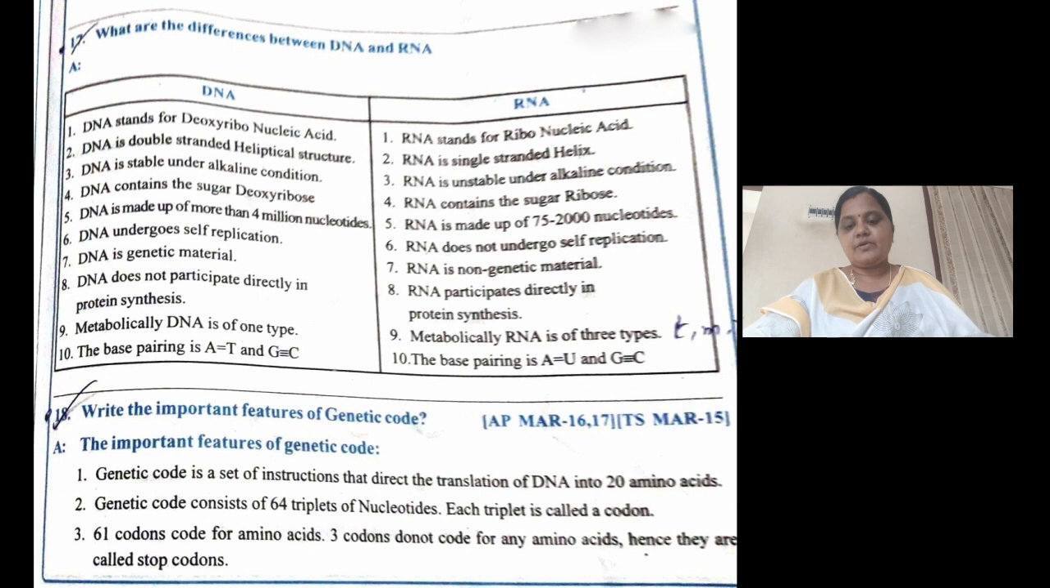This genetic code consists of how many nucleotides? 64 triplets of nucleotides are there. Among these 64, 61 codons code for amino acids, and the remaining 3 do not code for any amino acids. So these 3 codons are called stop codons.